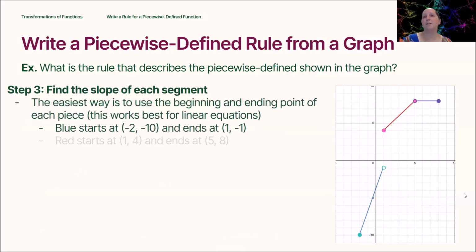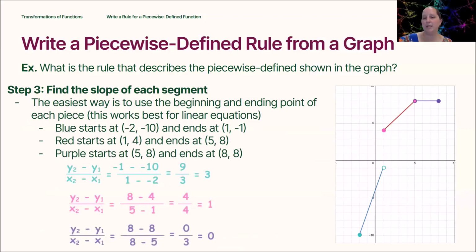Now I'm going to find the slope of each segment. So the nice thing with this is we're dealing with linear functions. We're not dealing with parabolas, quadratics, or absolute values. We're dealing with linear functions, which means we can find the slope of the line. So I'm going to find the slope of each of these lines. I'm going to take the first point and the last point and use those. I'm going to do y2 minus y1 over x2 minus x1, and find the slope for each of these equations. So my blue equation, my slope is 3. My red equation, my slope is 1. And my purple equation, my slope is 0.